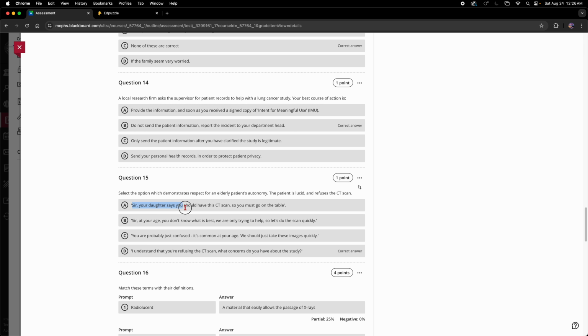This is not something that's appropriate. "Sir, X says you should have this study, so you must do it. You must go on the table." That doesn't happen. That's not something that we should ever do. "At your age, obviously you're gonna get yourself in trouble here. You are probably just confused." Even if the patient is confused, that's not a thing that we should say.